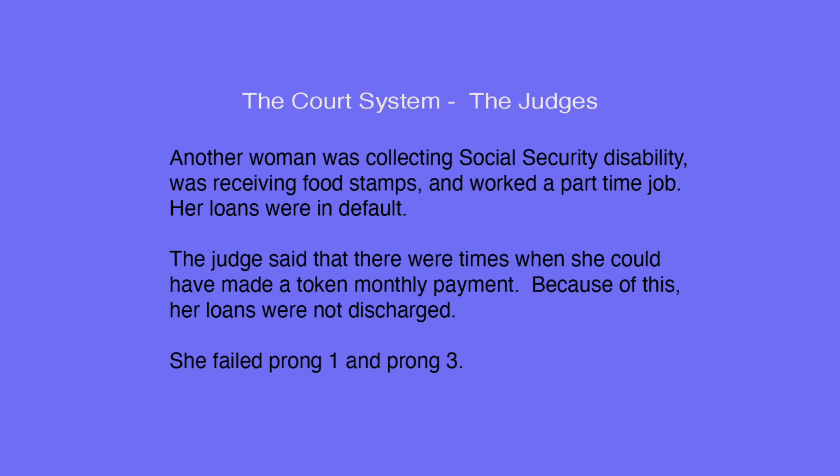Another woman was collecting Social Security disability, was receiving food stamps, and worked a part-time job. Her loans were in default. The judge said that there were times where she could have made a token monthly payment. Because of this, her loans were not discharged. Thus, she failed prong 1 and prong 3.